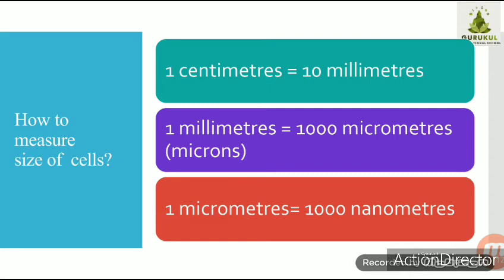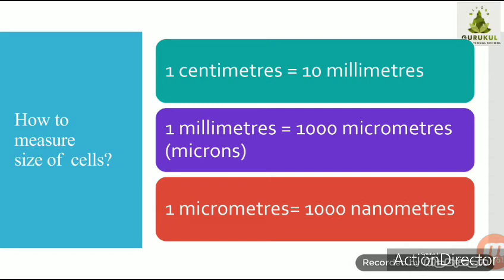Next, 1 millimeter distance. Now 1 millimeter, you can take out your scale and see that distance. That 1 millimeter distance is equal to 1000 micrometers. Correct? It means that if you divide that small 1 millimeter distance into 1000 parts, you can imagine how small each part will be. So 1 millimeter is equal to 1000 micrometers. In short form, micrometers are also called microns.